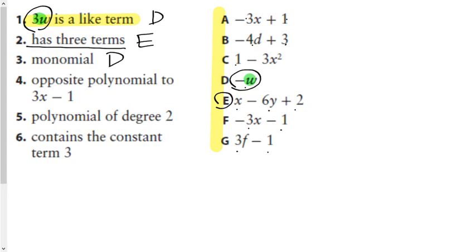Opposite polynomial to this. So we know the opposite of this binomial would be the opposite of each term. So if I was just writing it down, the opposite of 3x is negative 3x. The opposite of negative 1 is positive 1. And we talked about the fact that if we combined those two, if we added them together, we would always get what number? 0. So any polynomial and its opposite will always yield 0. So our answer for this one is A.